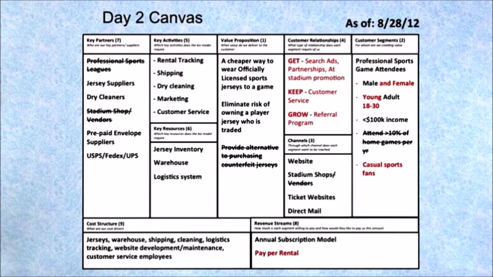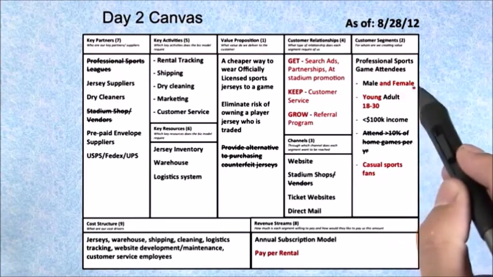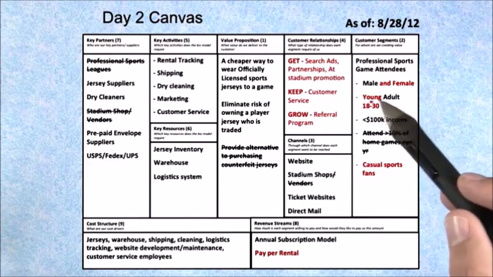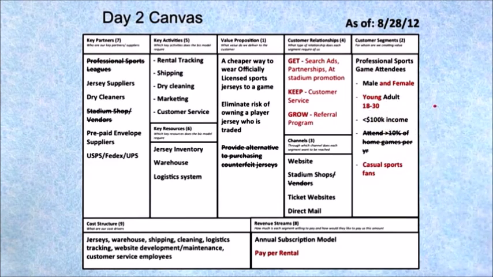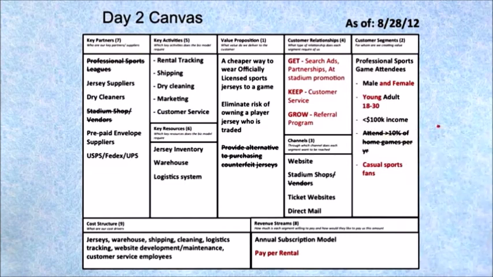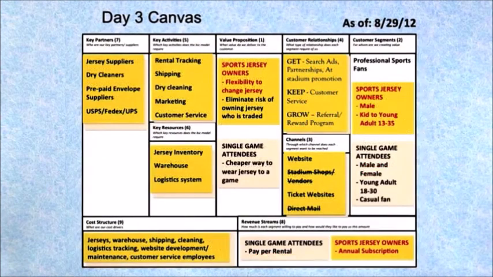And look what happened. They realized that actually women wore sports jerseys as well, and there was no way you could have convinced them of that until they stood in front of the customers at Yankee Stadium and said, hey, it's a 50-50 split. And that it was actually young adults, 18 to 30, and they actually were casual sports fans. And now they started to get a better understanding of what customer relationships were, about getting customers, keeping them, and growing them. And they realized that people would maybe also be interested in a pay-per-rental model as well as an annual subscription.